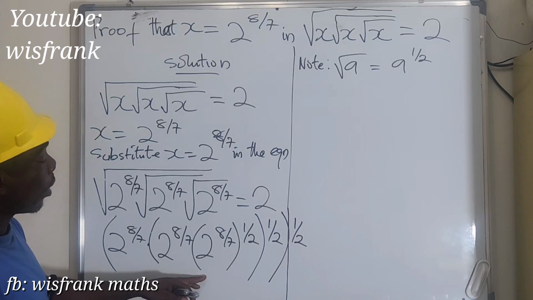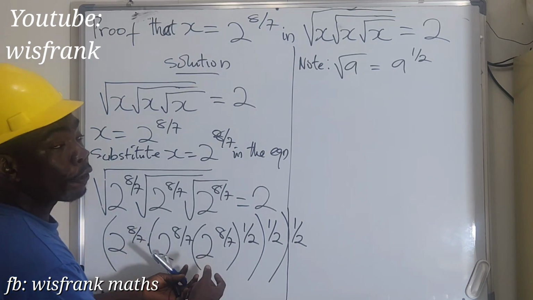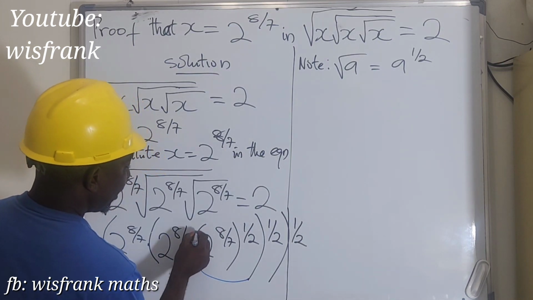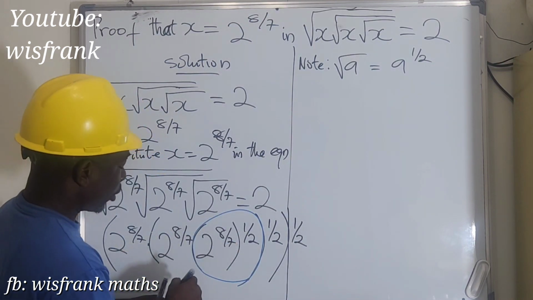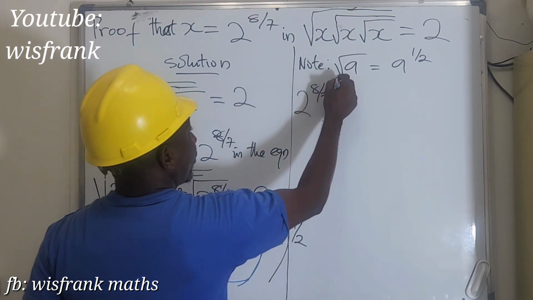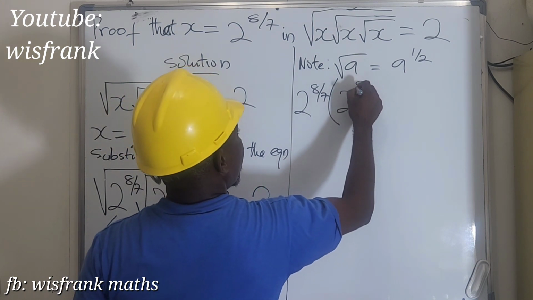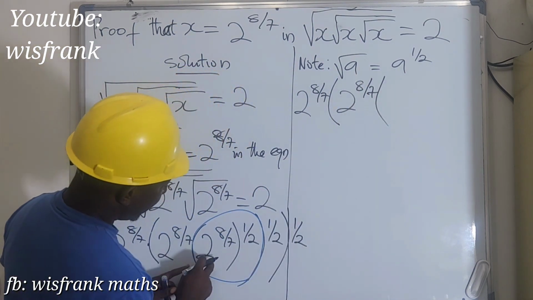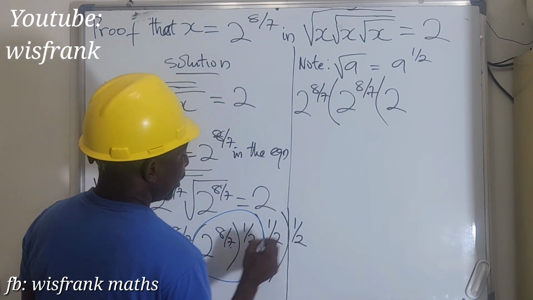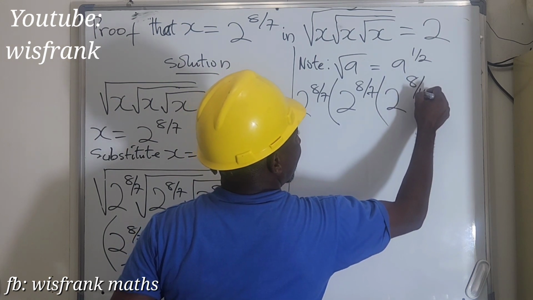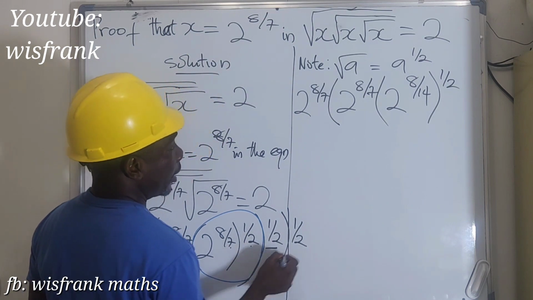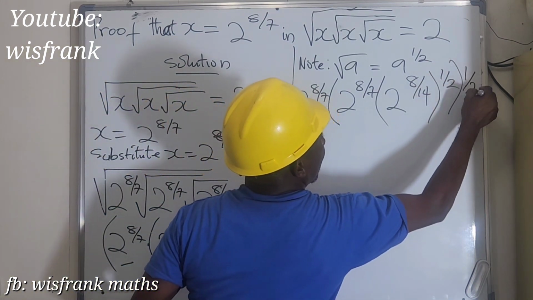Having this, what we are going to do next is multiply from the inside to the outside. We are taking this first one first. So now that will become 2 raised to the power of 8 all over 7. We are bringing this one down into 2 raised to the power of 8 all over 7. Then here will become 2. We multiply 7 times 2 is 14, becoming 8 all over 14. Then we have 1 over 2. We bring this one down, then we have 1 all over 2.